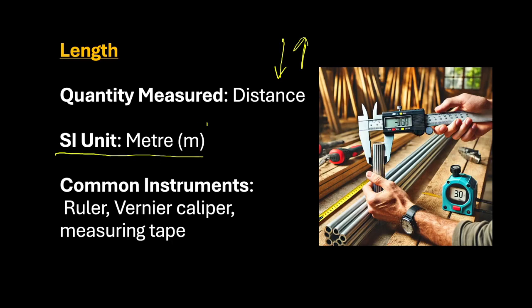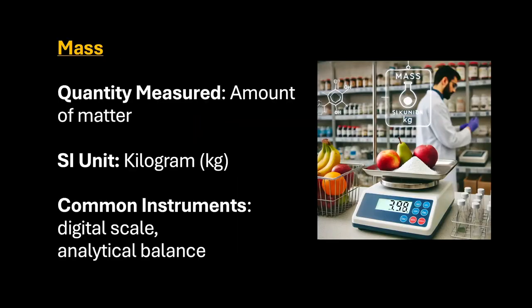So we write it as small m. This is the symbol of the SI unit. Now the common instruments that can be used are ruler, vernier caliper, measuring tape for finding out the length. Next is the mass. Mass measures the amount of matter and the SI unit of mass is kilogram, which we write like this, small k, small g. We have different instruments to measure mass like digital scale, analytical balance, etc.